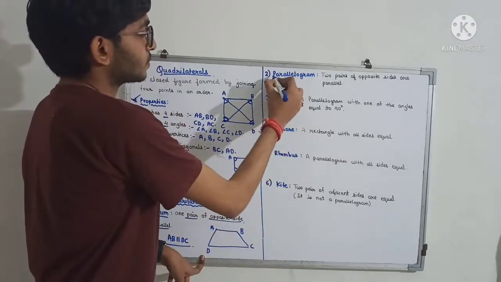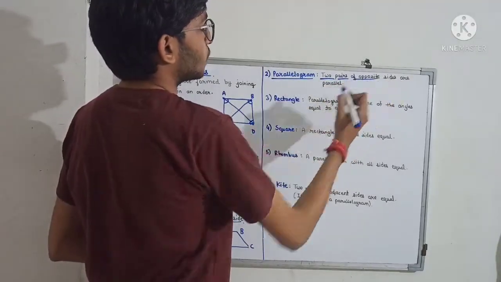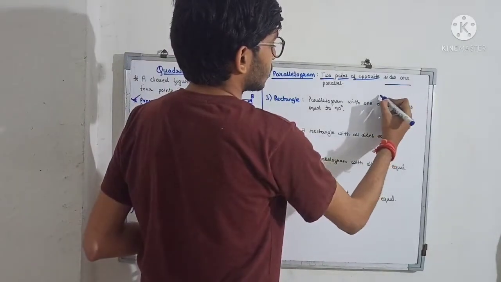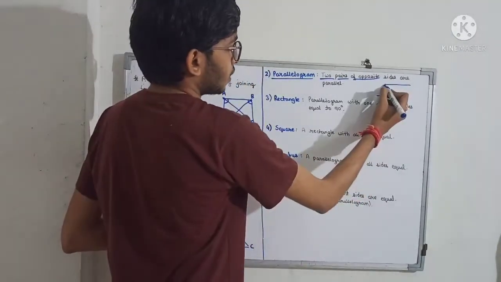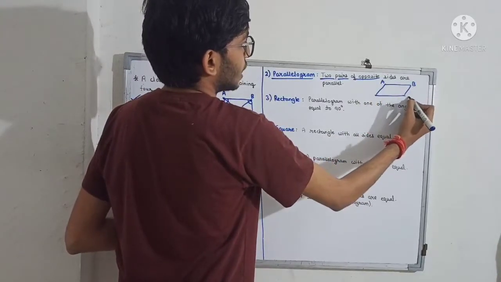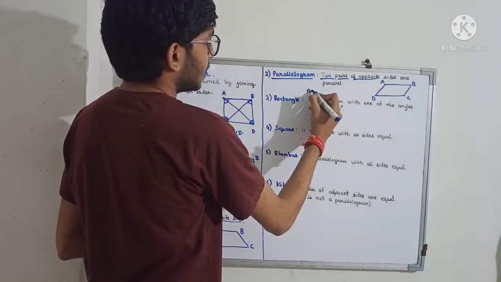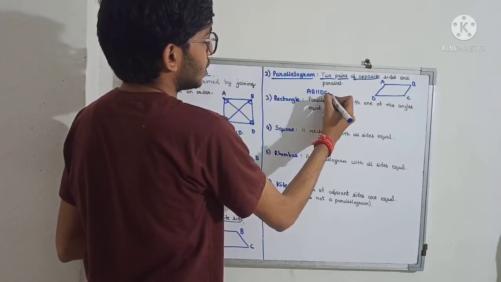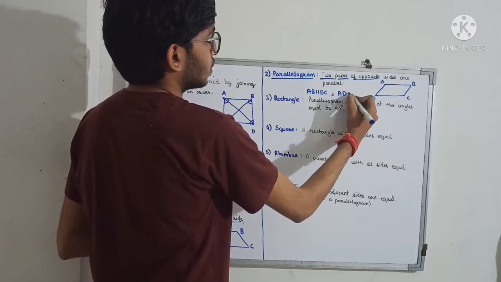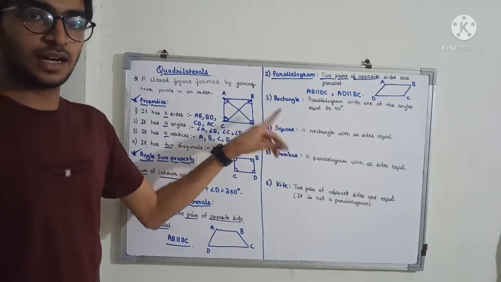The next comes a parallelogram. In a parallelogram, both pairs of opposite sides are parallel. Now what does it mean? Suppose these are one pair of opposite sides and these are the other pair of opposite sides, and it is making a quadrilateral A, B, C and D. So we can say that AB is parallel to BC and AD is parallel to BC.